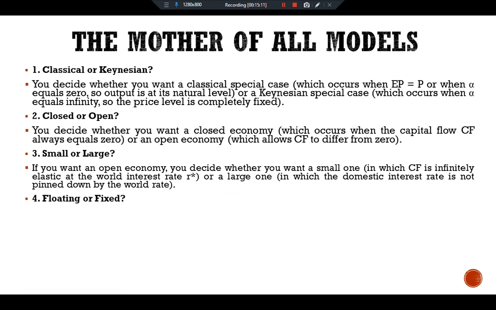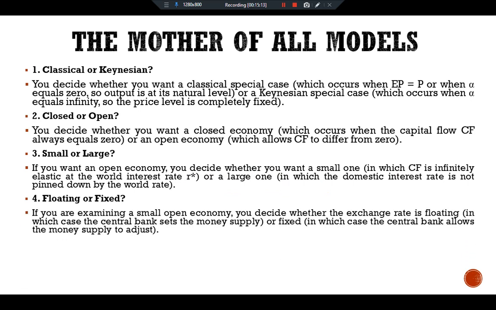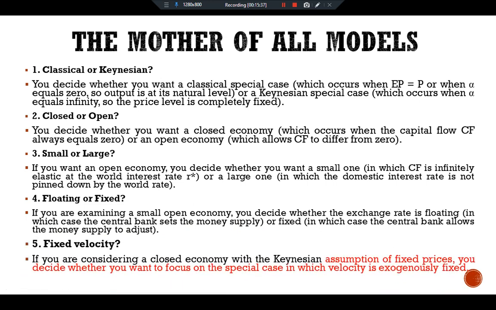Fourth, floating or fixed exchange rate. If you are examining a small open economy, you decide whether the exchange rate is floating, in which case the central bank sets the money supply, or fixed, in which case the central bank allows the money supply to adjust. Fifth, fixed velocity. Okay, if you are considering a closed economy with the Keynesian assumption of fixed price, you decide whether you want to focus on the special case in which velocity is exogenously fixed.